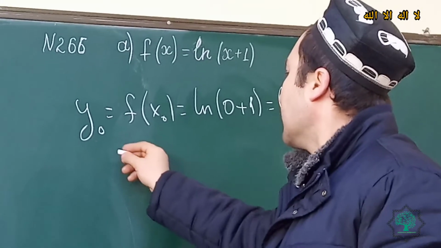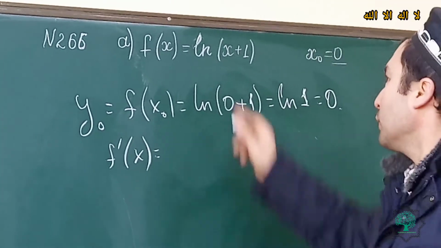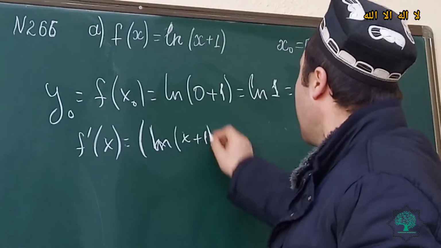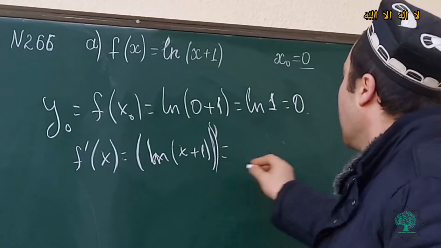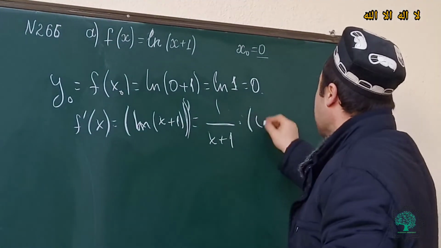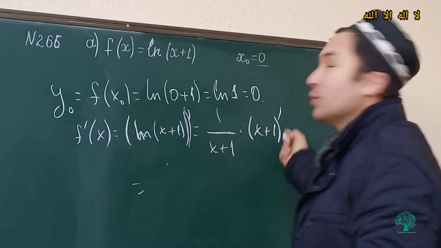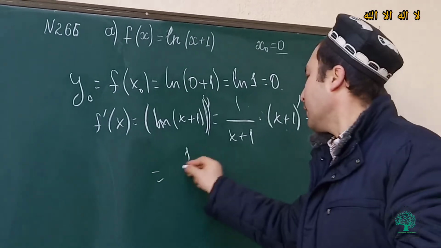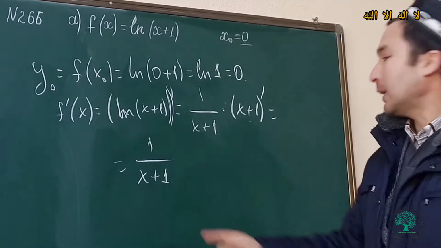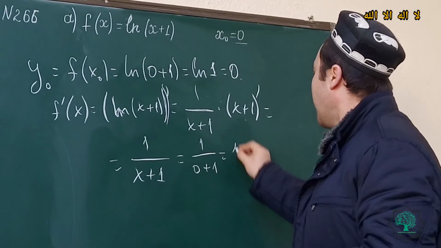So in another part we should find the derivative of this function. So the derivative of ln of x plus 1 is 1 over x plus 1, and we multiply by the derivative of x plus 1, which is also equal to 1. Yes, here we have x plus 1. So if we put 0 instead of x, 0 plus 1, we have 1.